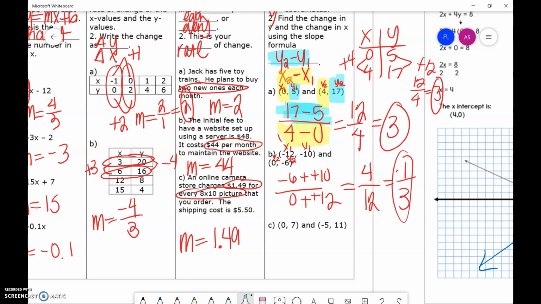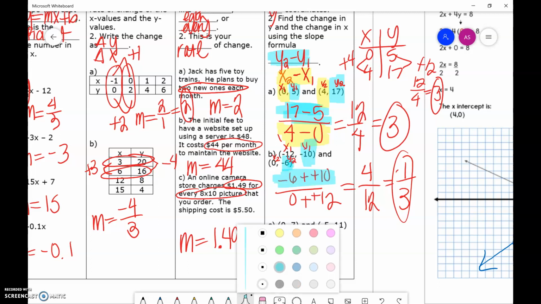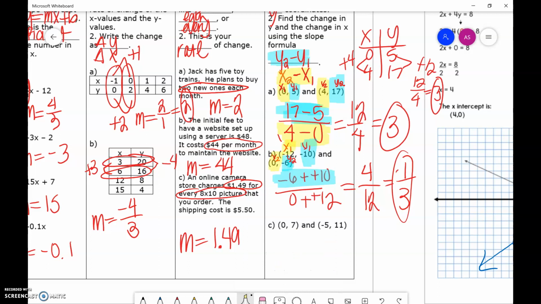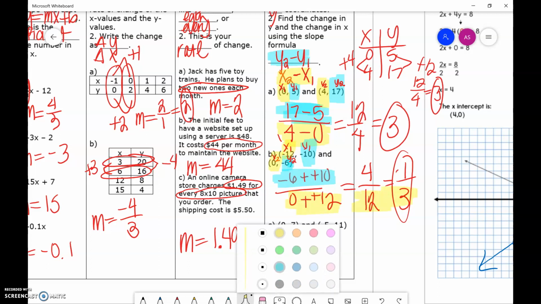Again, this was your y2, y1 that went here. And here was your x2, x1 that went here. And this is what it simplified to.